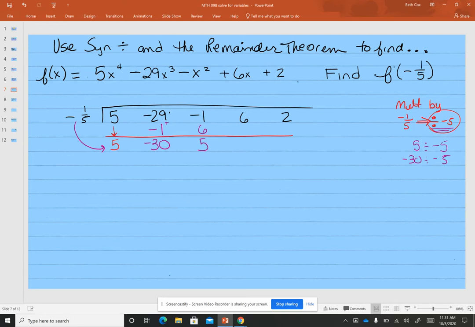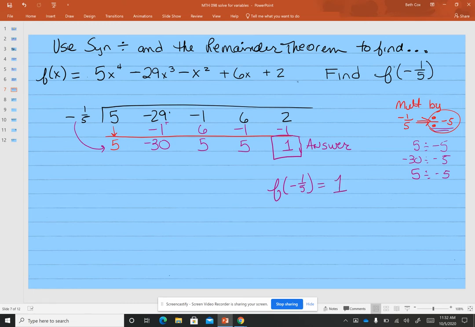And then I put those two numbers together. And then I'm back to 5 divided by negative 5, which is negative 1. I have a 5 there. And 5 divided by negative 5 is negative 1 again. And my answer is 1. That's my answer to the question. f of negative 1/5 is 1.